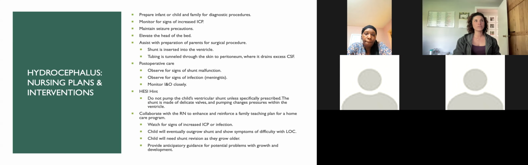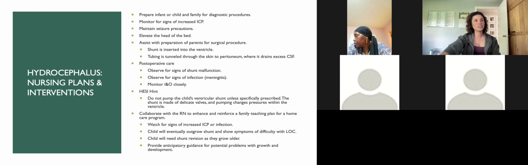We're going to be looking for signs of infection. We're still going to be looking for those signs of increased intracranial pressure, measuring our head circumferences. Those are all going to be signs that our shunt is either working appropriately or it's not. We're going to be looking really closely at our I's and O's. It's very, very important that we never pump a child's shunt unless the physician tells us to. So the shunts are extremely delicate, and as we pump them, we're causing pressure changes within those ventricles. So it can be extremely uncomfortable for the patient, really unsafe if we're artificially interacting with this.